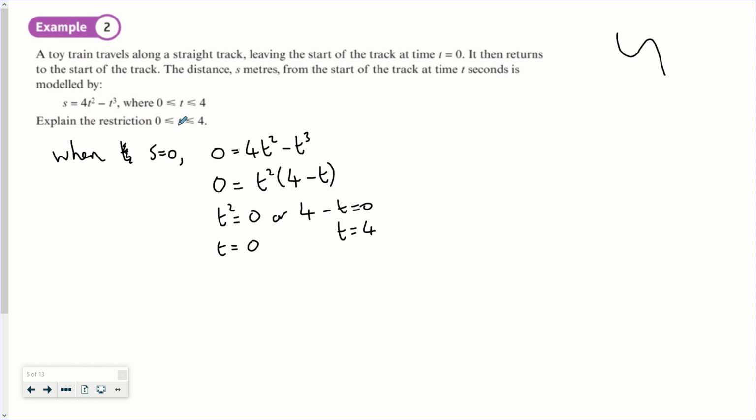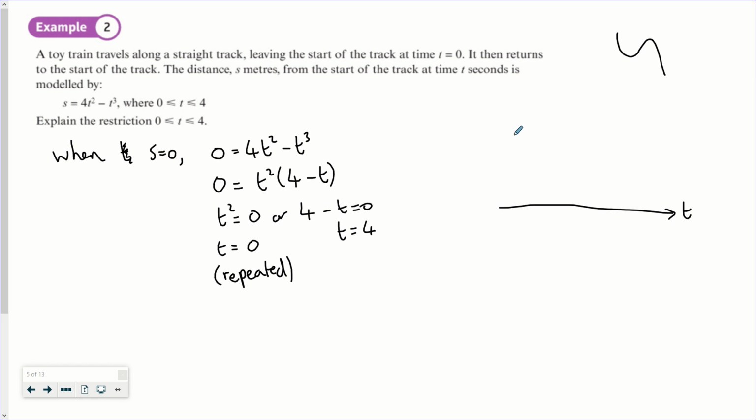Now remember, a cubic should have 3 roots, but here we've only got 2. That's because the t equals 0 root is a repeated root. So we'll bear that in mind when we're sketching it. And it's repeated because we've got t squared equals 0, so we get 2 roots from that, but it's just 0 repeated. So let's draw our displacement time graph.